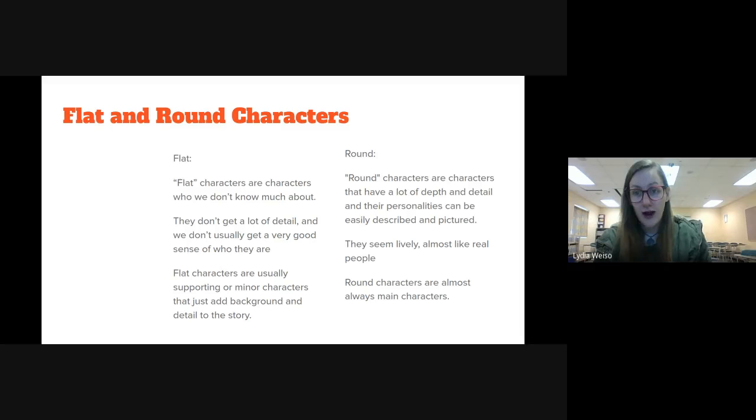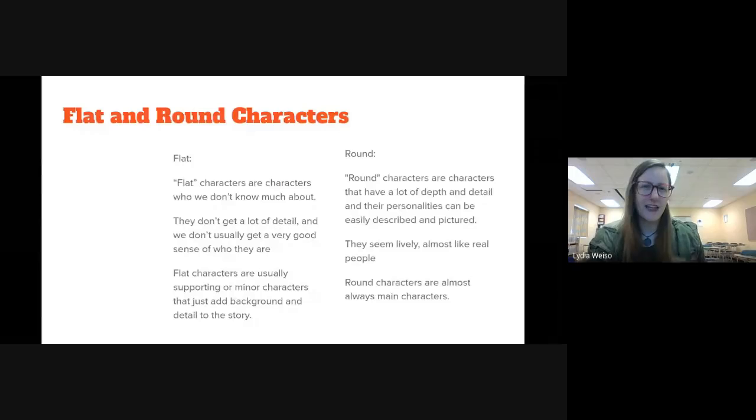Now, by contrast, your round characters are the ones that do have a lot of depth and detail. You can really picture them in your head, you can describe them. You know so much about them in a story that you feel like they are a real person almost, right? You sense that even if you aren't given enough information to describe them fully, like in Lather and Nothing Else, you probably couldn't give me a physical description of the barber, but we know so much about their interior selves that they feel very realistic to us.